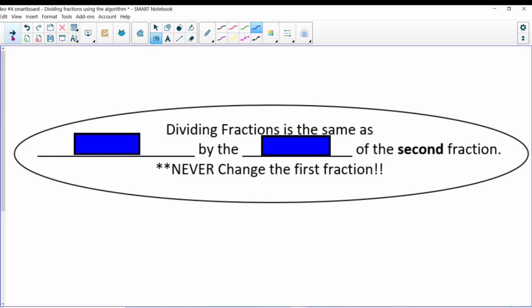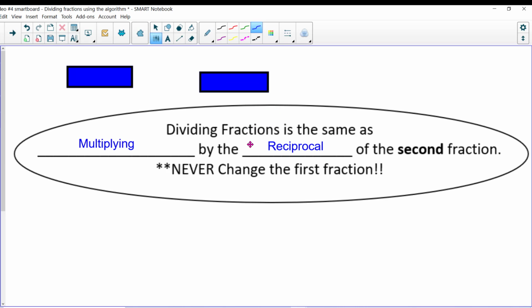So now that we know that vocabulary, here is how you divide fractions using the algorithm. To divide fractions is the same as multiplying by the reciprocal of the second fraction. So the key point here, never change the first fraction. Again, dividing fractions is the same as multiplying by the reciprocal of the second fraction. So let's see why that is.